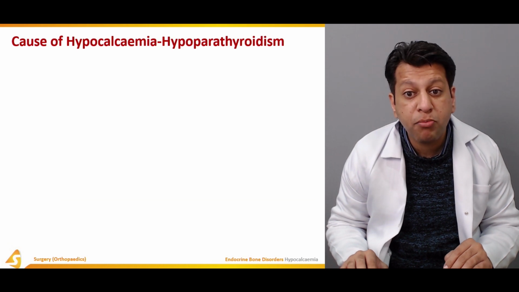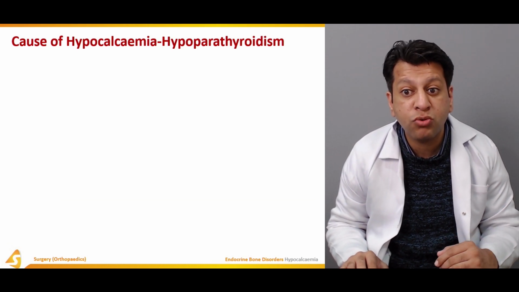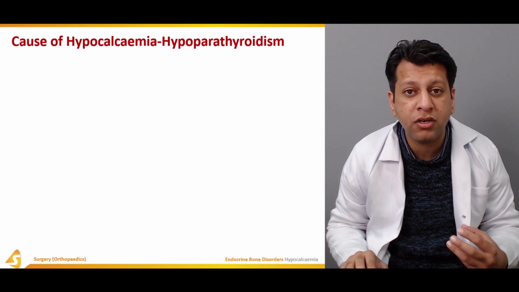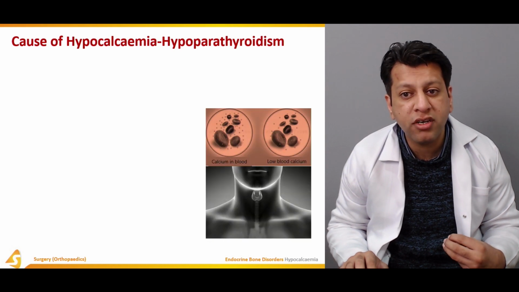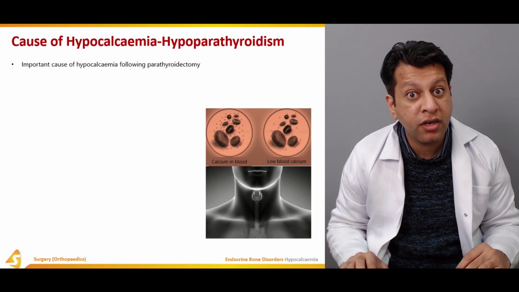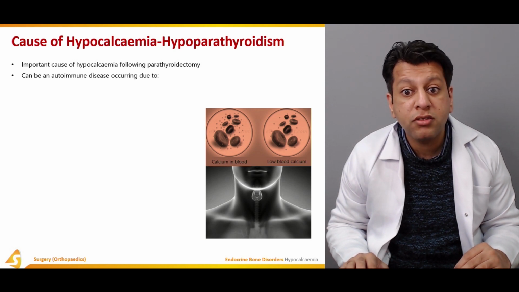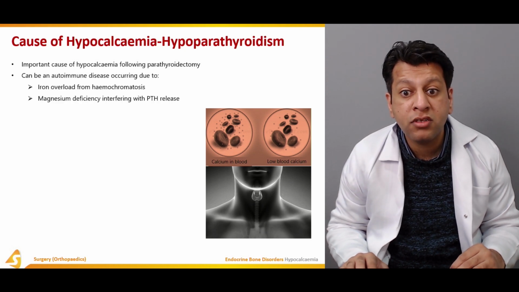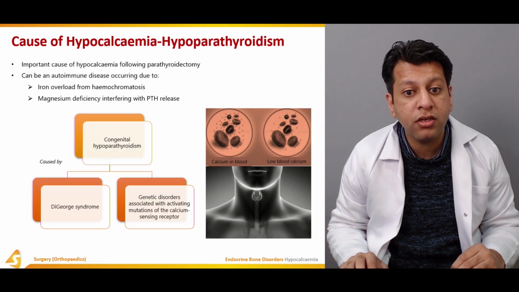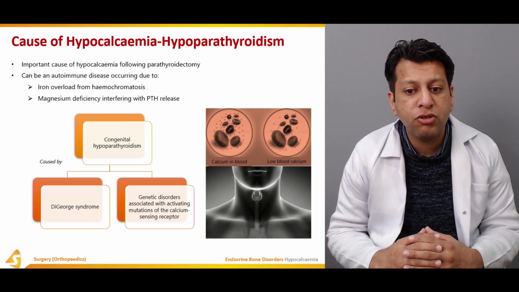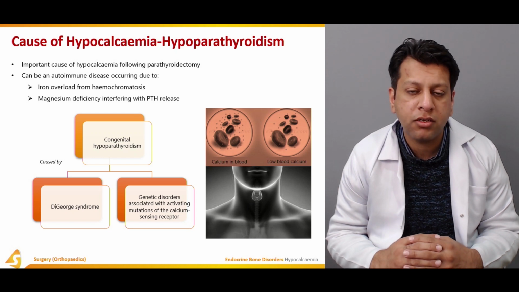Other causes of hypocalcemic hypoparathyroidism, although very rare, are most commonly associated with hypoparathyroidism, that is, low functioning parathyroid glands. An important cause of hypocalcemia is following parathyroidectomy, autoimmune disease, iron overload from hemochromatosis, and magnesium deficiency interfering with parathyroid hormone release. Usually it's a congenital issue, and it can be associated with DiGeorge syndrome and genetic disorders associated with activating mutations of calcium sensing receptors.